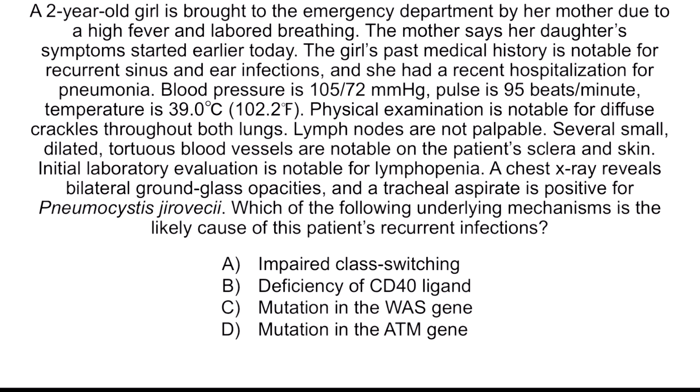Which of the following underlying mechanisms is the likely cause of this patient's recurrent infections? A. Impaired class switching. B. Deficiency of CD40 ligand. C. Mutation in the WS gene. D. Mutation in the ATM gene. The correct answer is D. Mutation in the ATM gene.